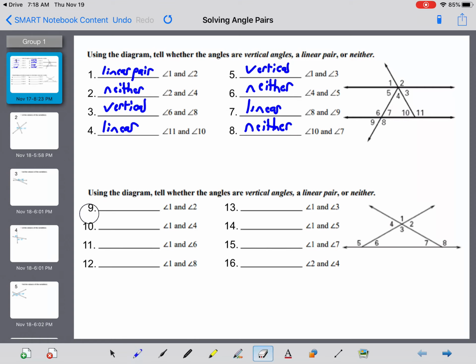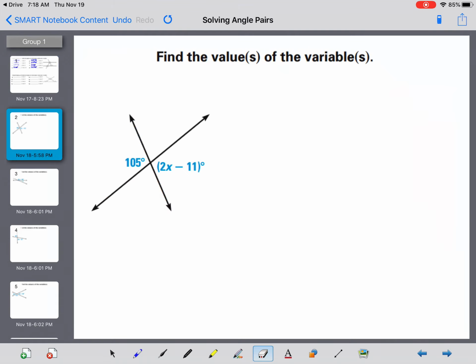Okay, so take your time and answer this section the same way that I just solved numbers 1 through 8. So pause the video, fill those out, and you can check your answers for your accuracy at the end of the video.